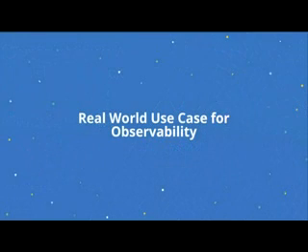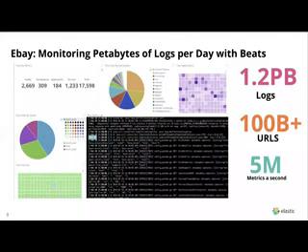So let's actually explore a real world use case for this. eBay, which does an online auctioning system, monitors petabytes of logs per day with Beats, one of our lightweight shipping agents. And what they're doing is running this on a next-gen workload running within Kubernetes. And as part of that, they're gathering all of these logs, they're gathering all of these metrics, and they're really going over 100 billion URLs, 100 billion messages, just this immense amount of data.